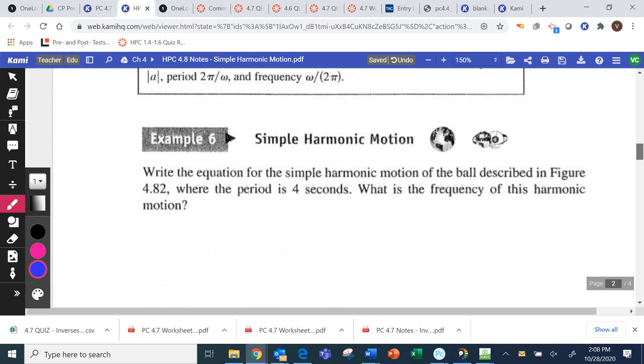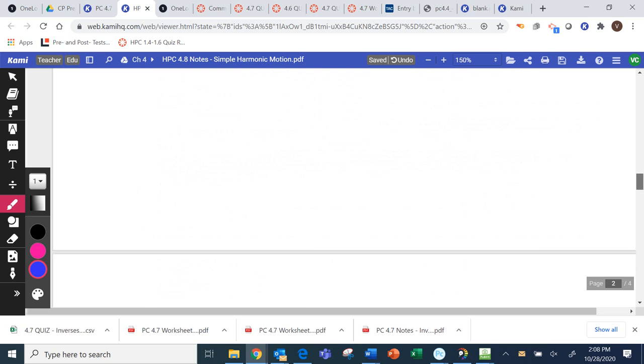Just going to skip ahead because this one, that's the ball question. I'm just going to skip ahead for a second.